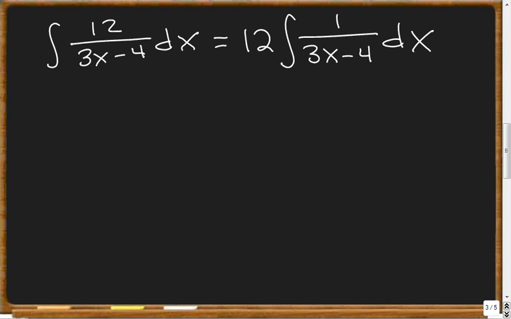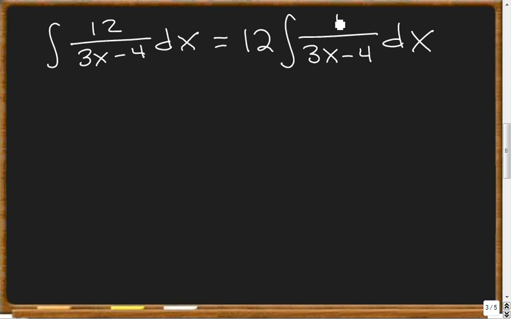Well, because the derivative of the bottom, the multiplier on the bottom, is 3, we can't do the natural log part yet because that has to be represented up top. So what we're going to do here is this.